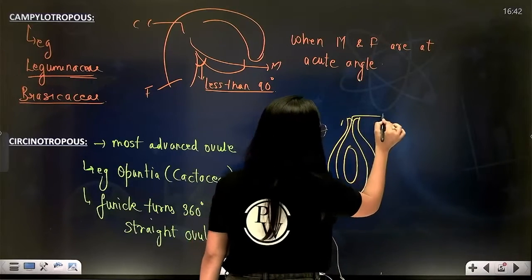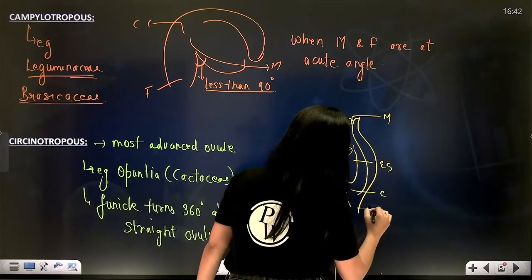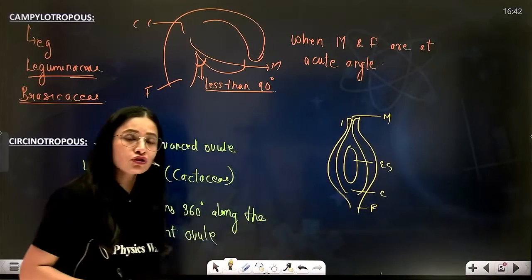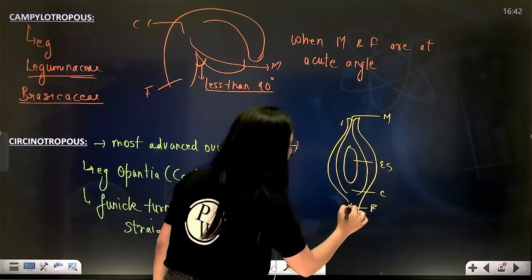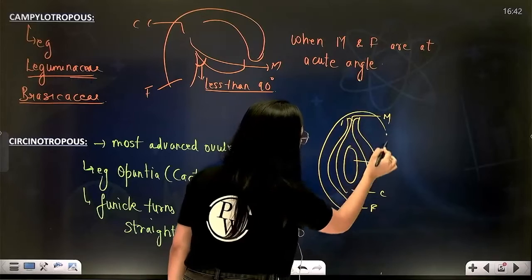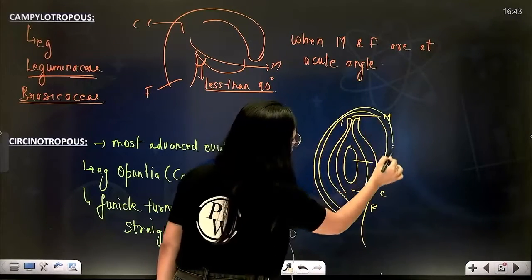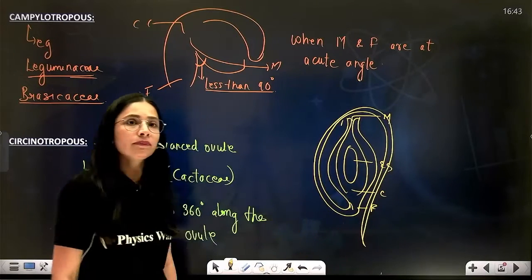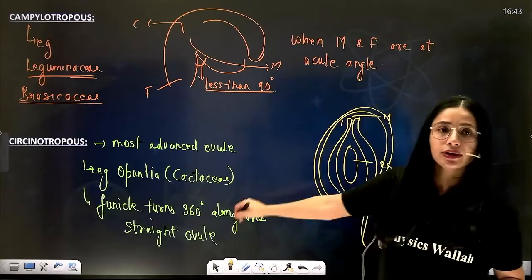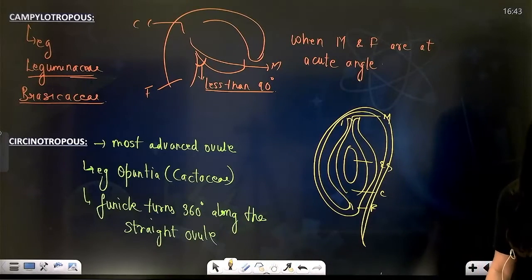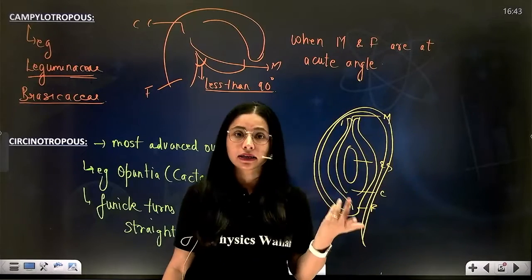Right? So this is your micropyle. This is embryo sac. This is chalaza. This is funicle. But this is normal orthotropous. How will you show it circinotropous? What happens in circinotropous, beta? This funicle is going to turn 360 degrees around your ovule. So this is the most advanced ovule, which is known as circinotropous. I hope all the 6 types of ovule and their examples are clear.